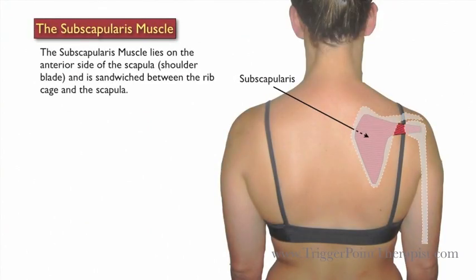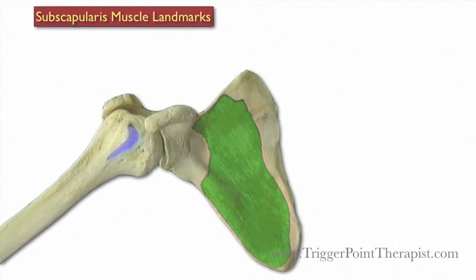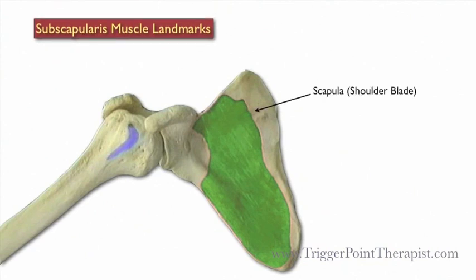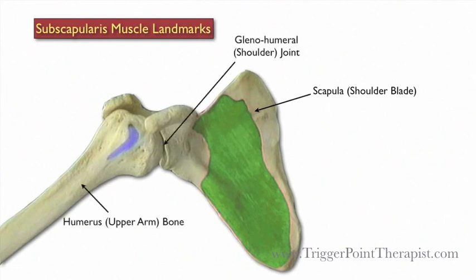Subscapularis muscle. The subscapularis muscle lies on the anterior side of the scapula and is sandwiched between the rib cage and the scapula. Here are the landmarks for the subscapularis. We have the anterior aspect of the scapula, the humerus, and the glenohumeral or shoulder joint.